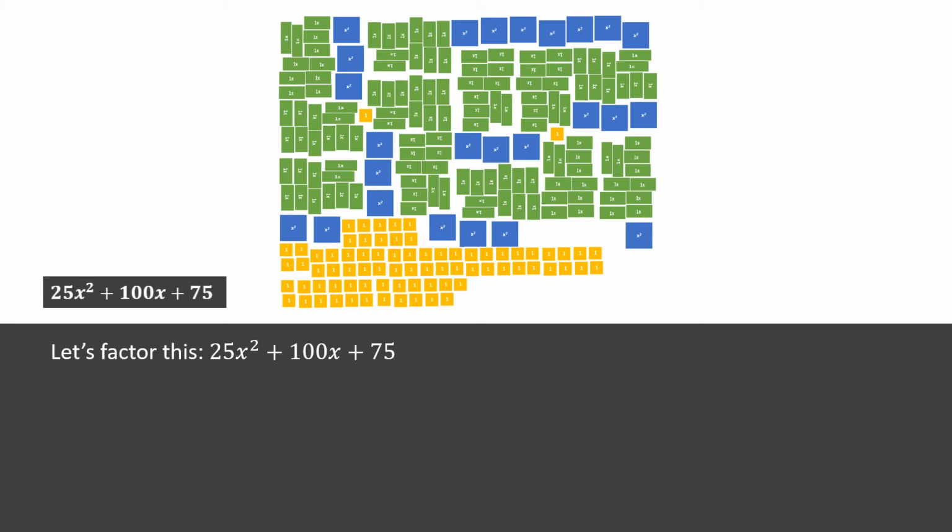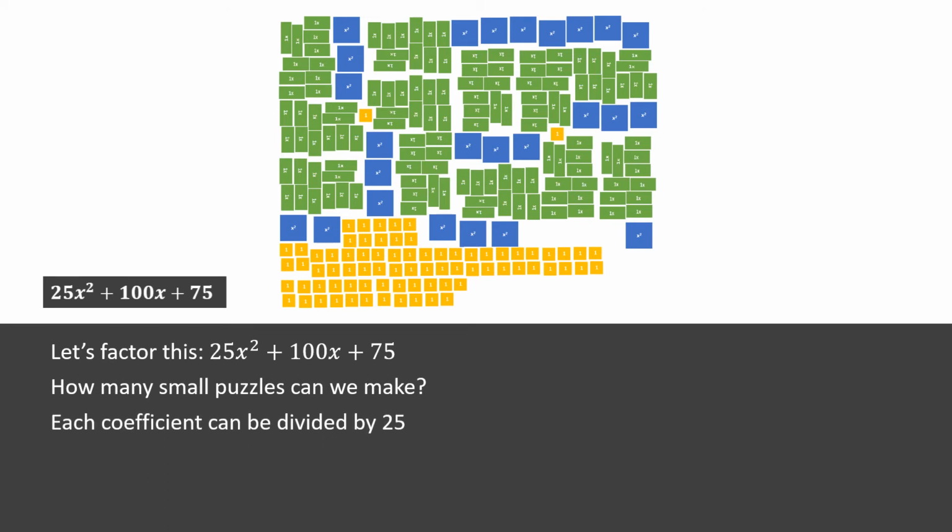So let's factor 25x squared plus 100x plus 75. How many small puzzles can we have? Well, each coefficient can be divided by 25. If you live in America, you're familiar with how quarters work, and it's pretty common globally in quarter dollars. So 25, 50, 75, 100. 25 divided by 25 is 1, 100 divided by 25 is 4, and 75 divided by 25 is 3.